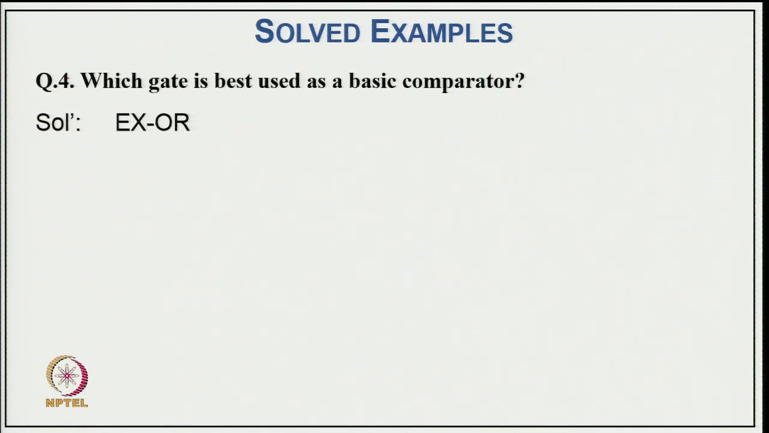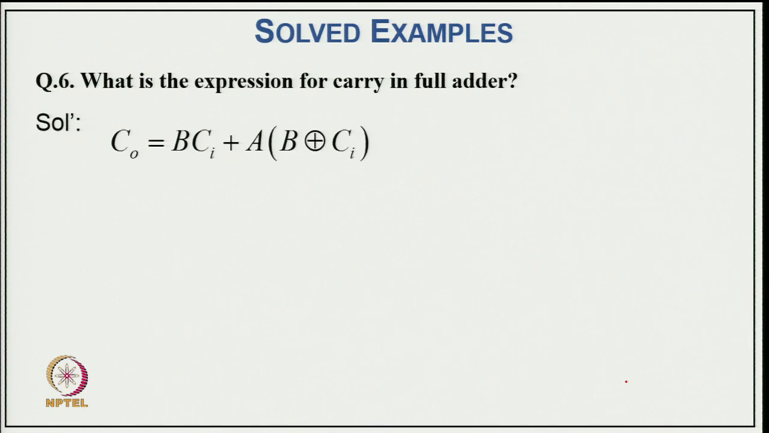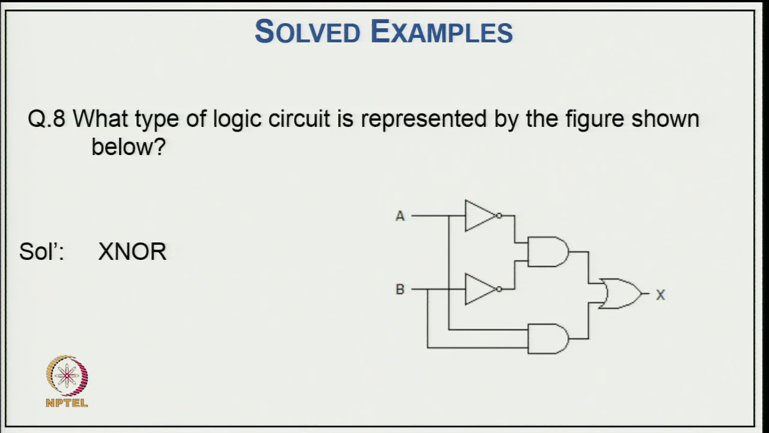What is the gate best suited for a basic comparator? That is x4, and the device shown is most likely a demultiplexer. And what is the expression for carry in a full adder? We already discussed it. The carry output C0 is B C I plus A exclusive or B with C I. Solve the network for the figure given here. For this we have the expression, first the bracket a plus b, then multiplied with the AND gate of C, and then ORing D with this. So, this is the logical expression for the network shown here. Then what is the logic representation for the figure shown here? This represents XNOR.